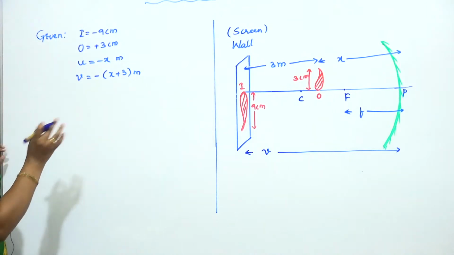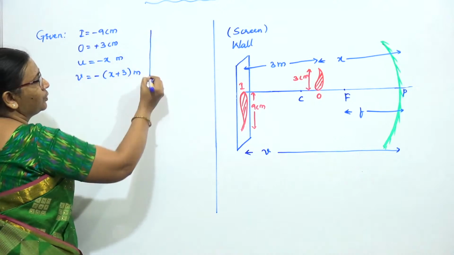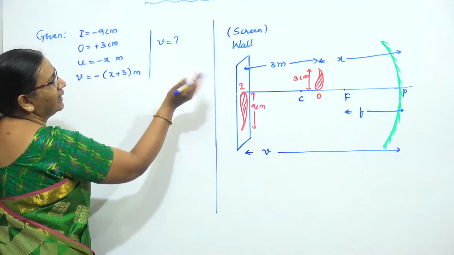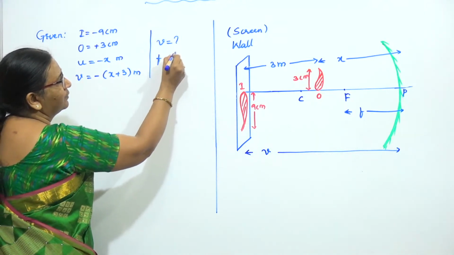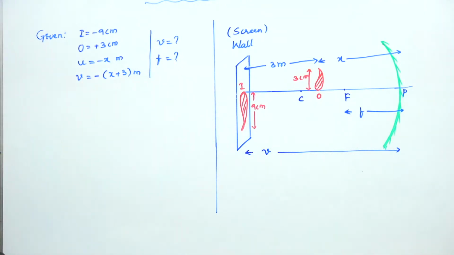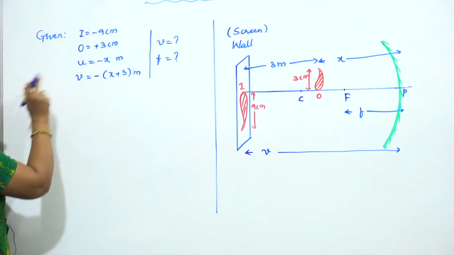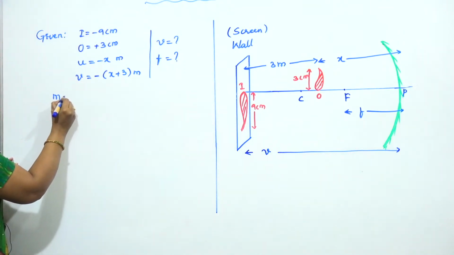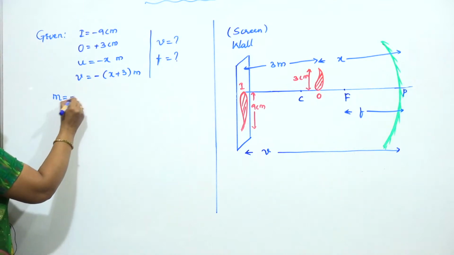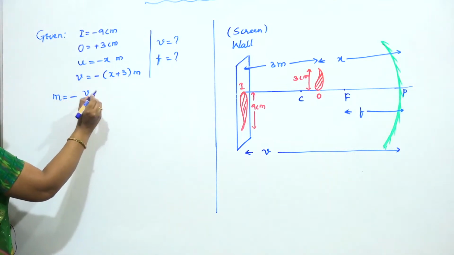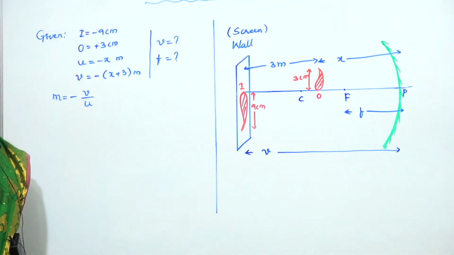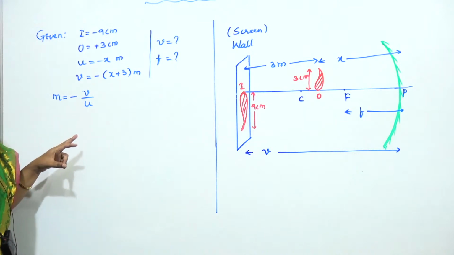Now, we have to find these two things. We have to find x, as well as f. These both data we have to work with. First, I can directly get the relation between these two, and I can solve for x by taking magnification. So, what is magnification? We have it as minus v by u. What is the magnification you are going to get?